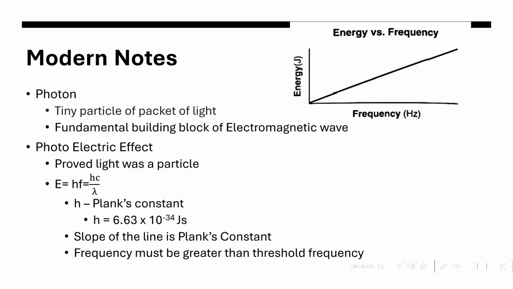A photon is a tiny particle packet of light, the fundamental building block of an electromagnetic wave. The photoelectric effect proved light was a particle. E equals hf, that's the formula there. If you have this chart, this slope right here is Planck's constant, the slope of the line. The frequency just has to be greater than the threshold frequency, but that's a little beyond what we need.